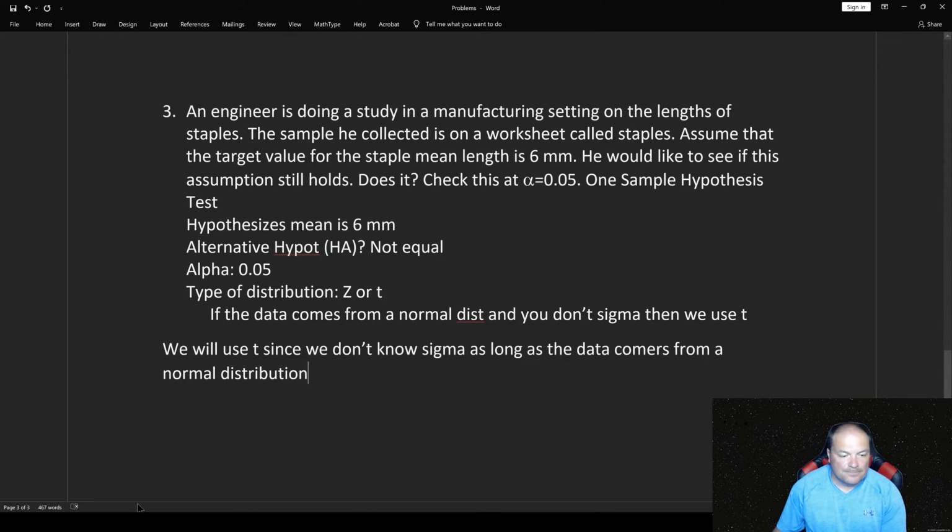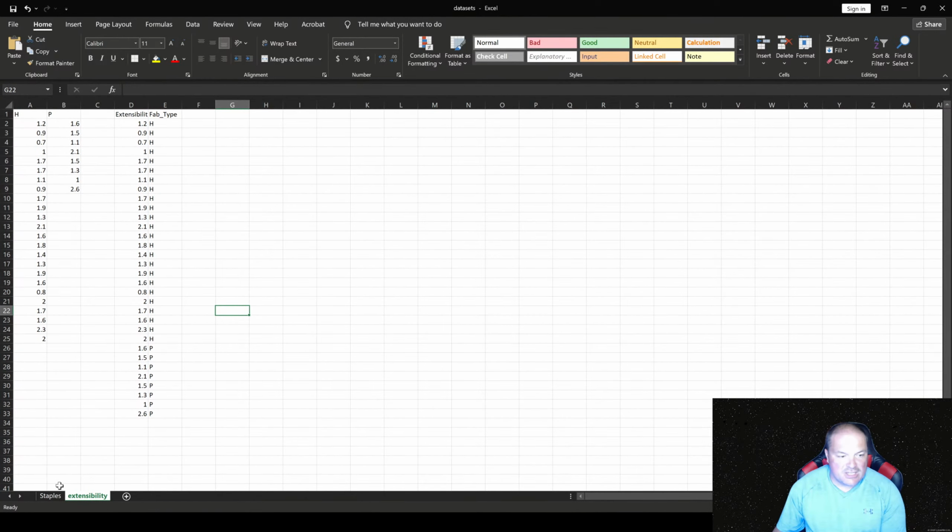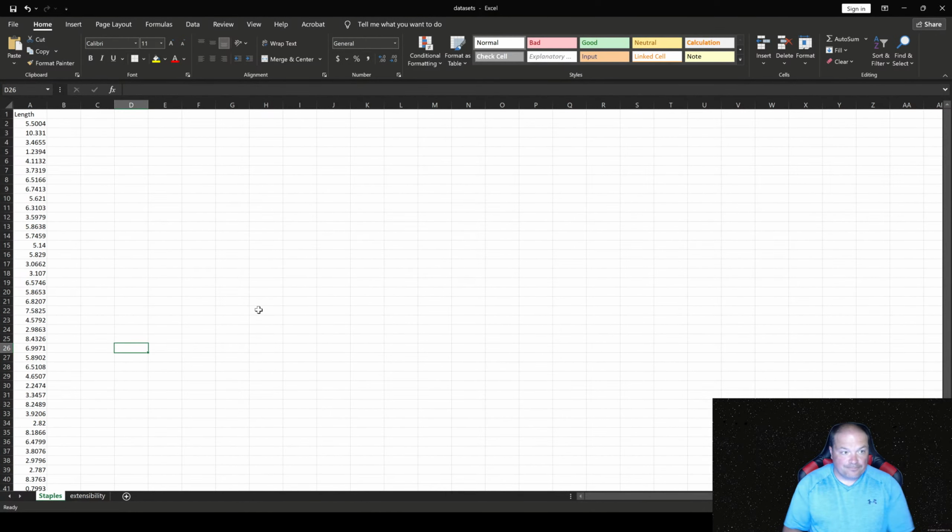So let's go take a look. First, let's look at the data. Here's the data, okay? I put the data into Excel because the Stat Helper will take Excel. So I put everything into Excel. And if anybody wants, I will post a link to this data. You just need to let me know. Okay, so here's the data.